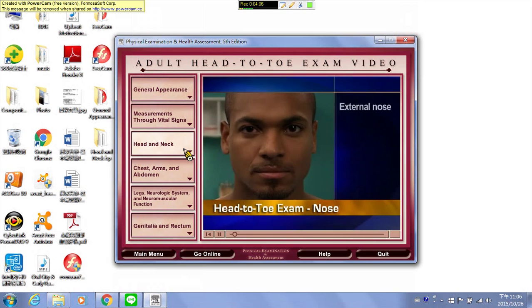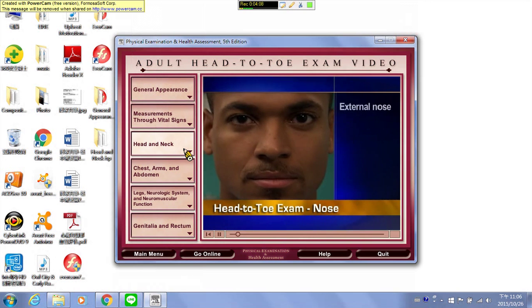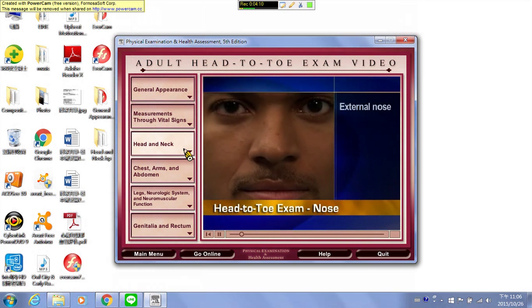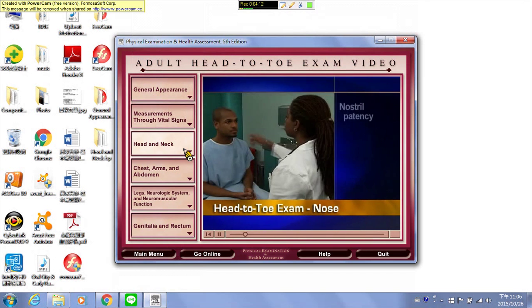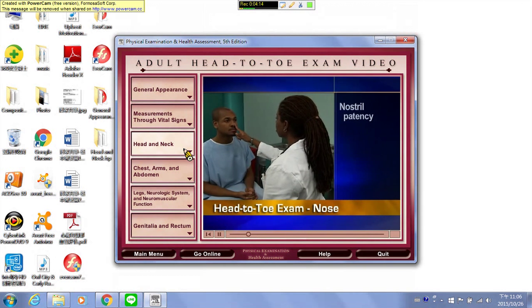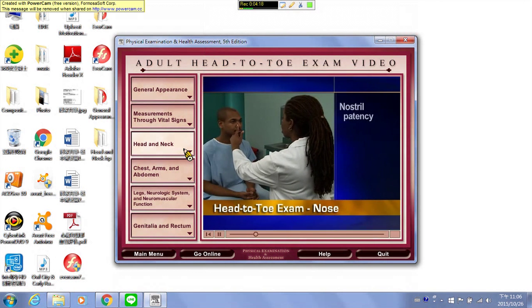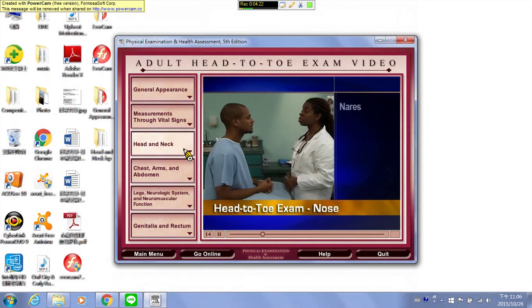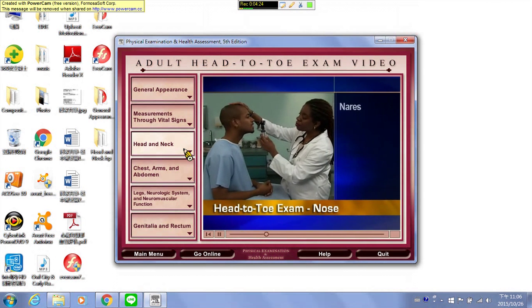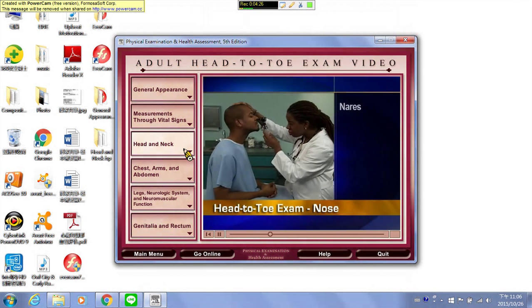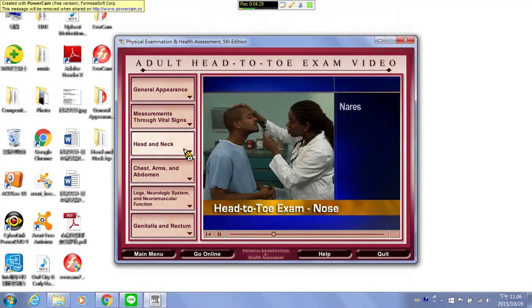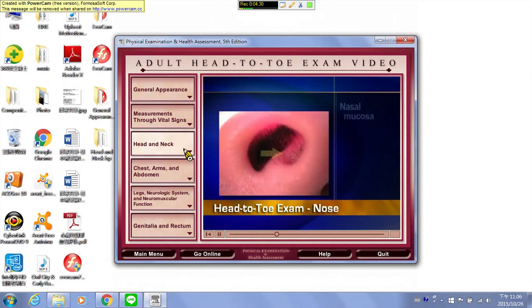To assess the nose, begin with inspection of the external nose for symmetry and lesions. Then test the patency of each nostril. Good. I'm just going to look in your nose now. Using a nasal speculum attached to an otoscope, inspect the nares, including the nasal mucosa, septum, and turbinates.